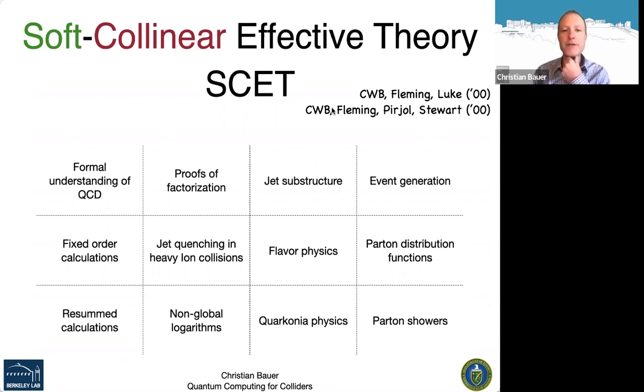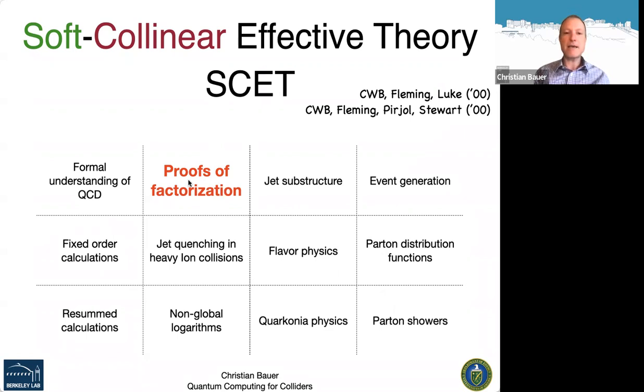And soft collinear effective theory is now widely used in all sorts of areas of particle physics, from a formal understanding of QCD, to understanding jet substructure, to understanding parton showers. Lots of resummed calculations nowadays use soft collinear effective theory. But we also realized very early on that we can understand proofs of factorization from soft collinear effective theory. And that is what I'm going to use soft collinear effective theory for in this talk and for the quantum computing part.